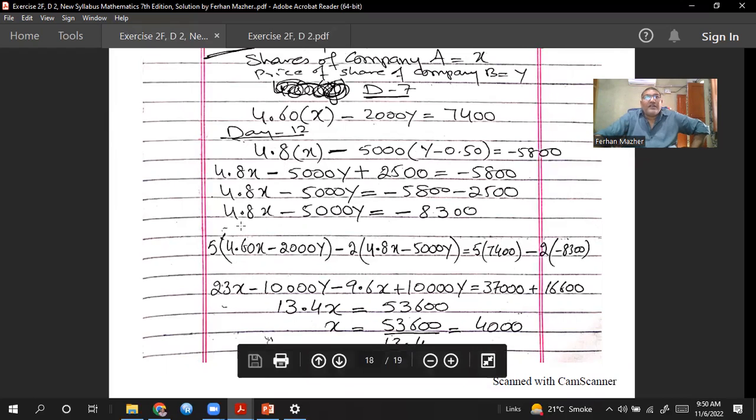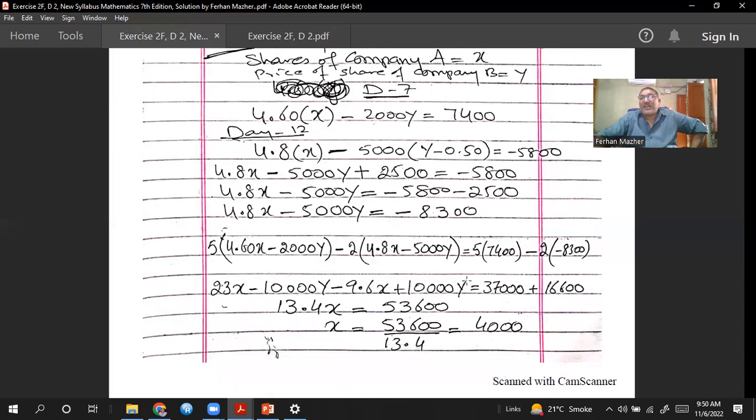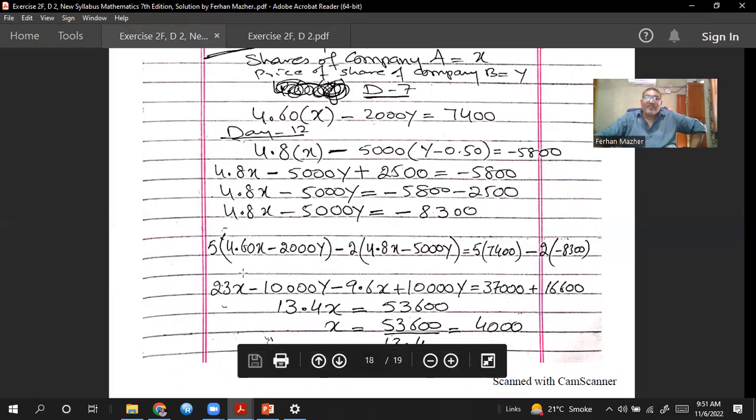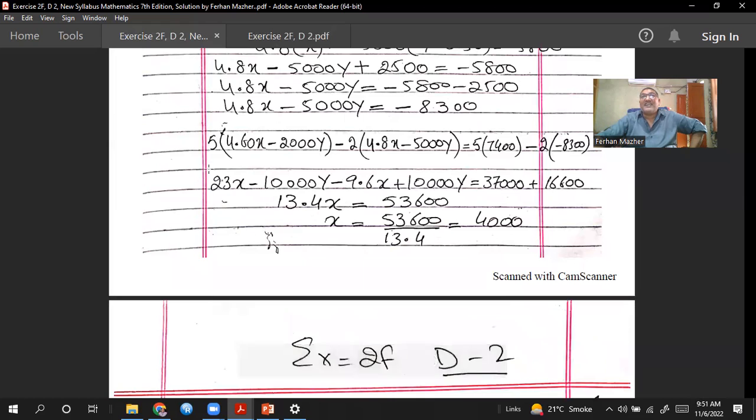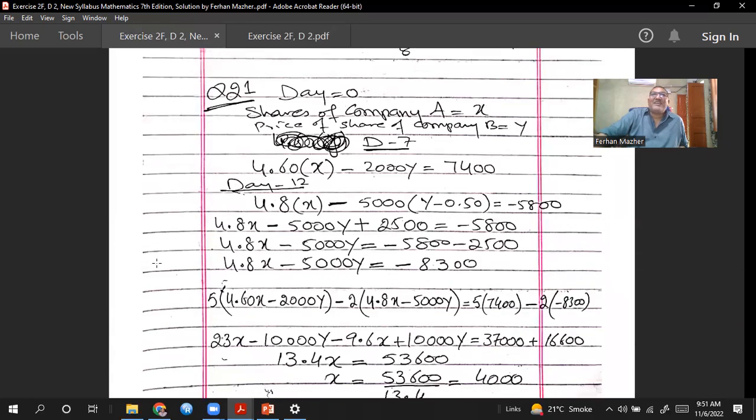It will be 23x minus 10,000y minus 9.6x plus 10,000y equals 37,000 plus 16,600. Minus 10,000y plus 10,000y cancel with each other, and 23x minus 9.6x will be 13.4x, which equals 53,600. So x will be 53,600 divided by 13.4, and that will be 4,000. So the number of shares of company A she has is 4,000 shares. That is the A part of this question.